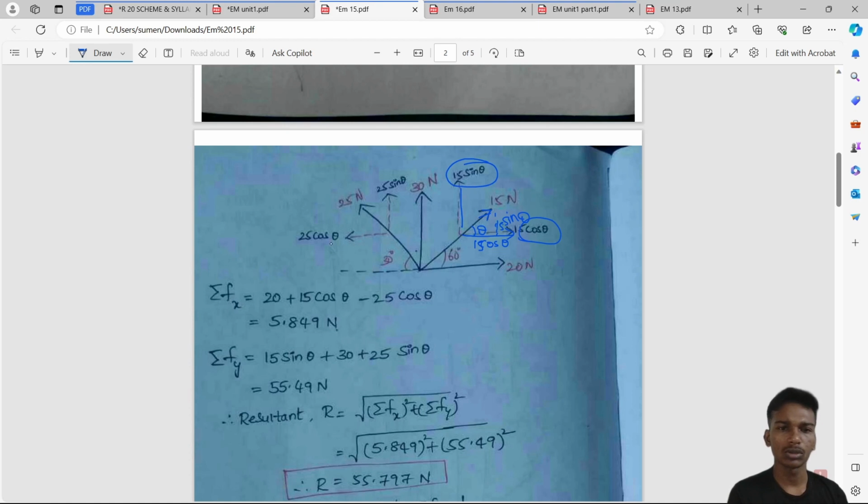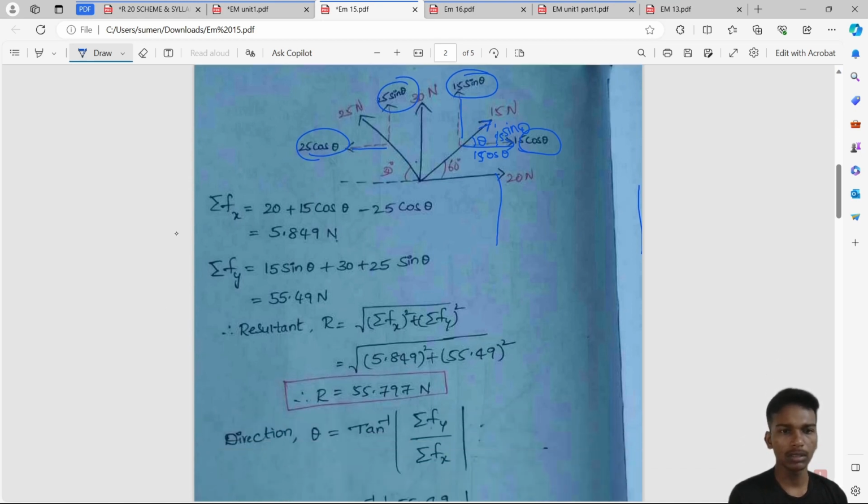Same with the 25 Newton force also: 25 cos 30 degrees, 25 sine 30 degrees. Now I have all the forces along x-axis and y-axis only. Now I'm going to sum up all the things.